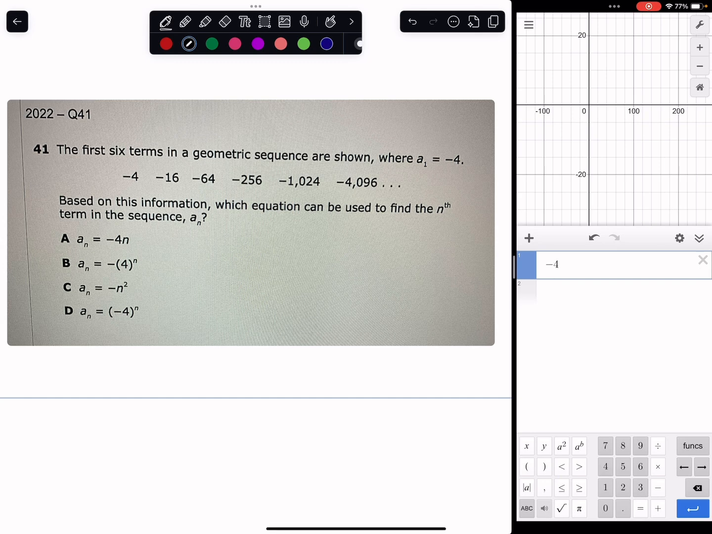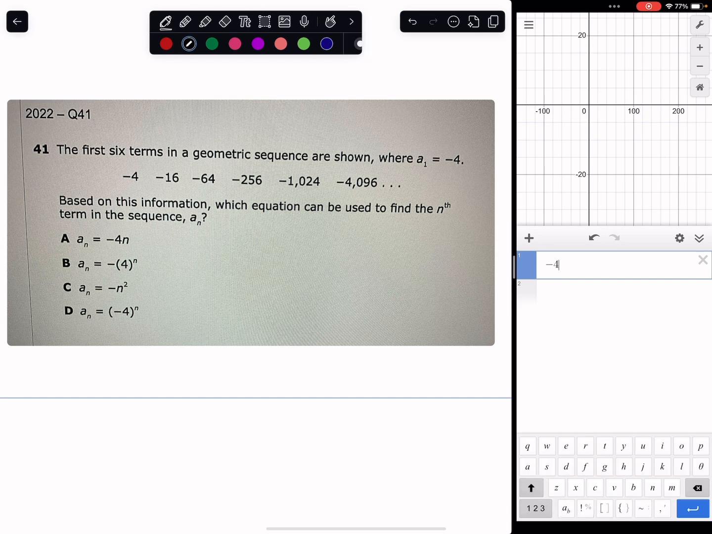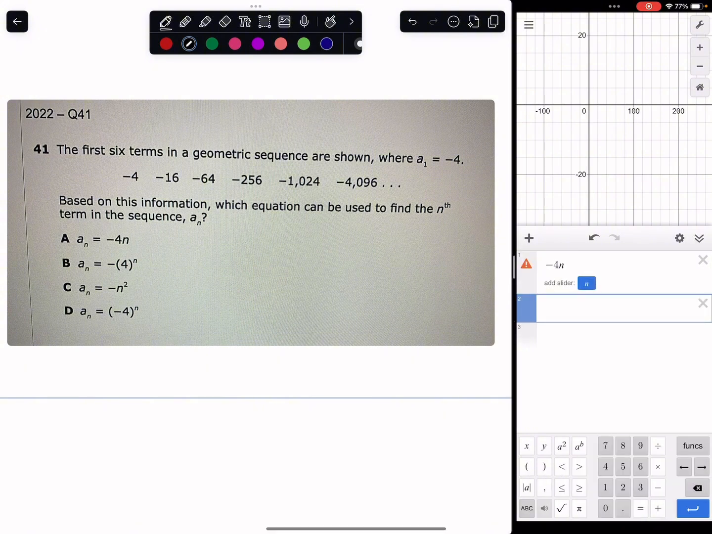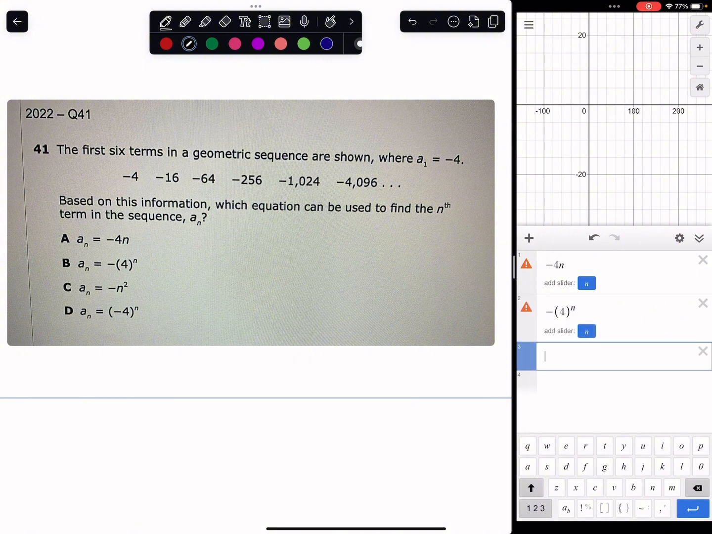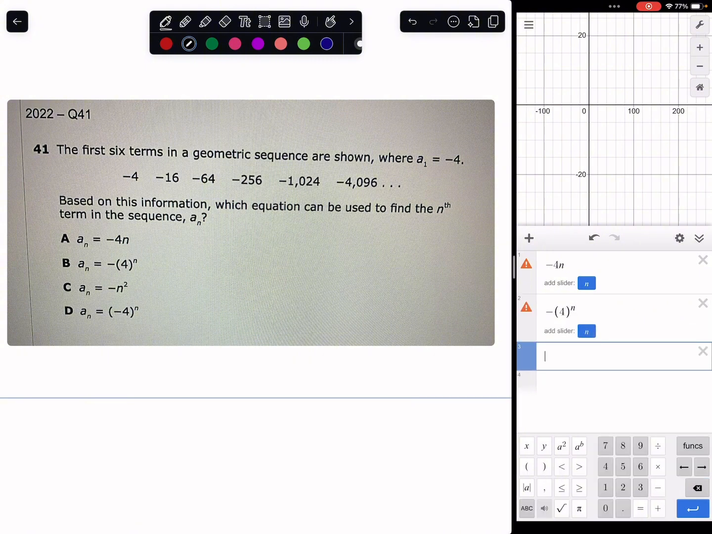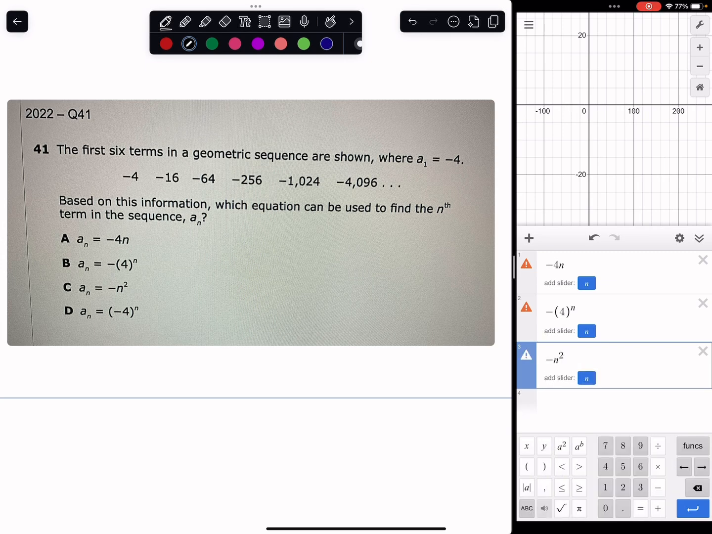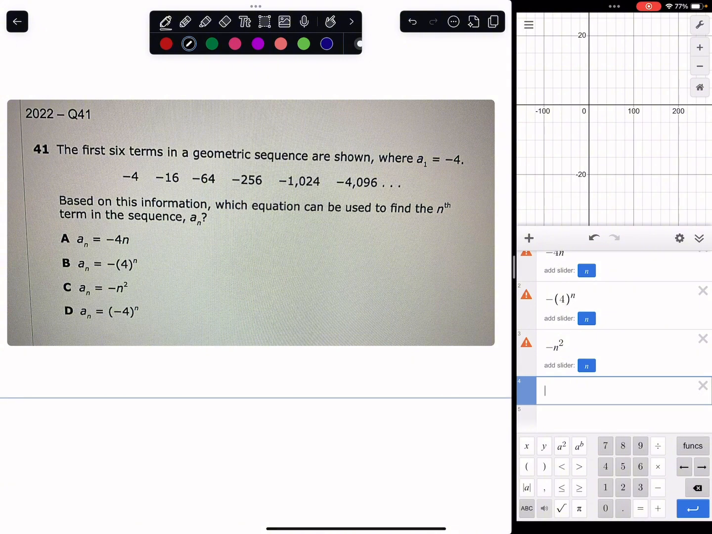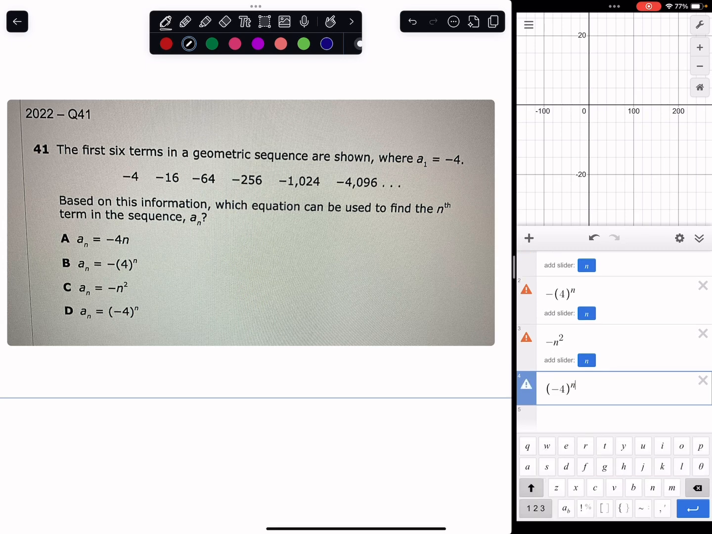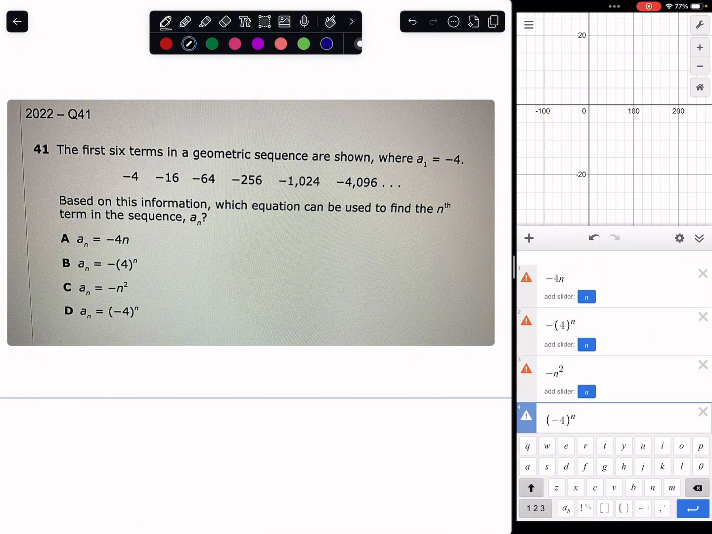So the top line is -4n. The next line says negative parenthesis 4 raised to the n. The next one says negative n squared. And the final one says -4 raised to the n. All right, so I have all of these, right?